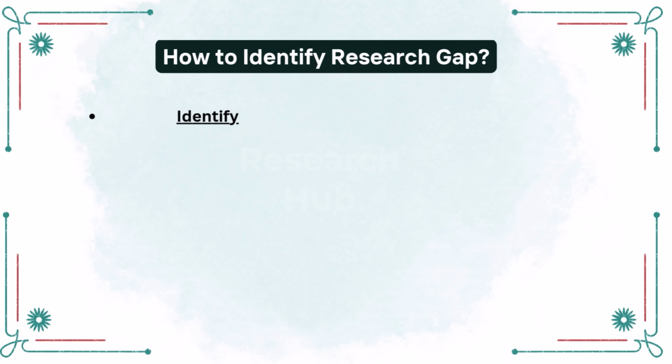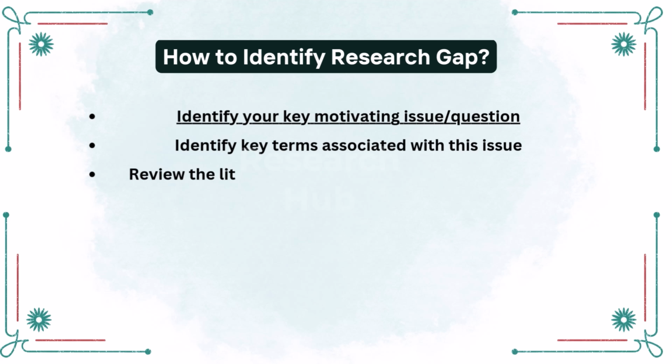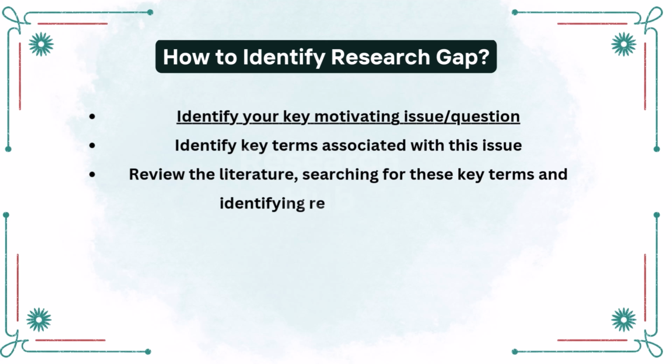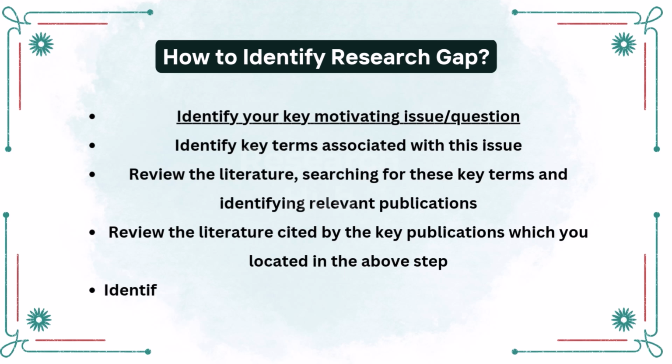There are different techniques in various disciplines, but we can reduce most of them down to a few steps, which are: 1. Identify your key motivating issue/question. 2. Identify key terms associated with this issue. 3. Review the literature, searching for these key terms and identifying relevant publications. 4. Review the literature cited by the key publications which you located in the previous step. 5. Identify issues not addressed by the literature relating to your critical motivating issue.